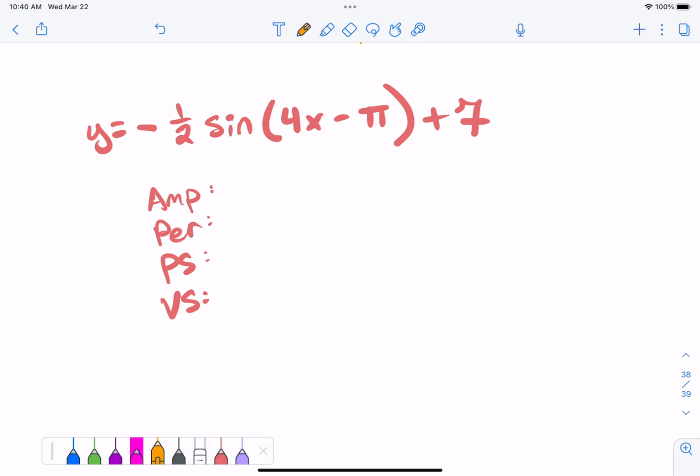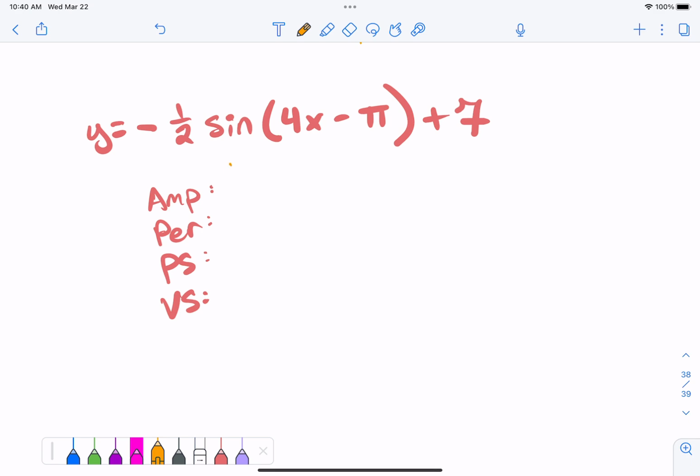7 and 4. Yeah, that should be right. Your phase shift should be positive, because it's negative C over B, right? It should be positive. Okay. But you leave the pi on. Yeah, pi over 4. Phase shift. Okay.